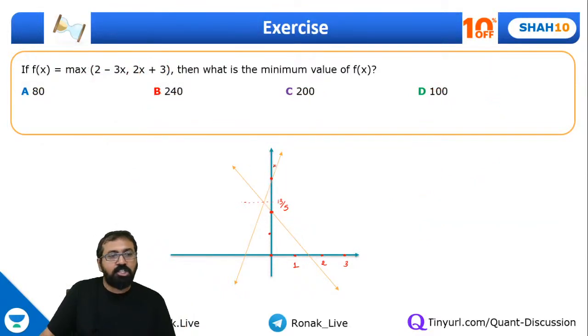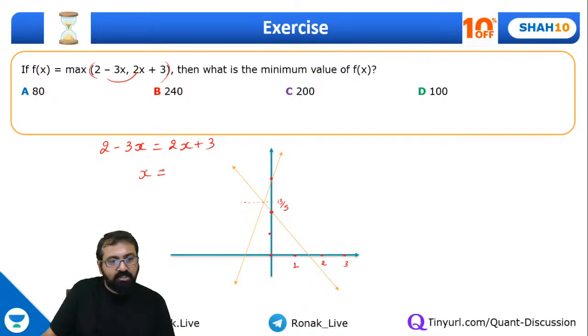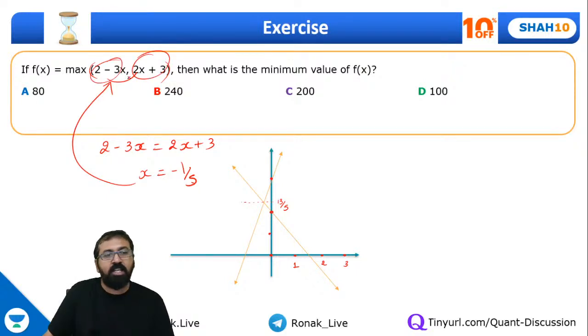Whenever you come across such questions, maximum of two linear expressions, you just need to equate them. So equate 2 minus 3x equal to 2x plus 3 and find out the value of x. It will come out to be minus 1 by 5. Just plug in this value of x in either this one or this one, and that will be your minimum value. As simple as that. So the answer will come out to be, these are wrong options by the way, 13 by 5.